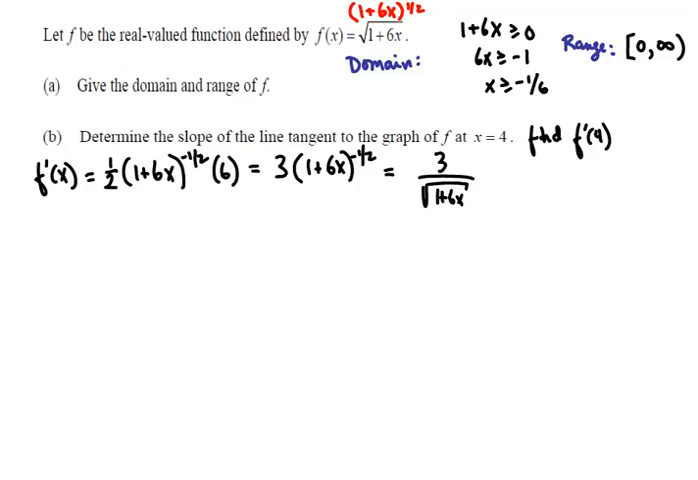And so f prime of 4 would then be 3 over the square root of 25 when we plug in 4 for x, and that simplifies to 3/5.